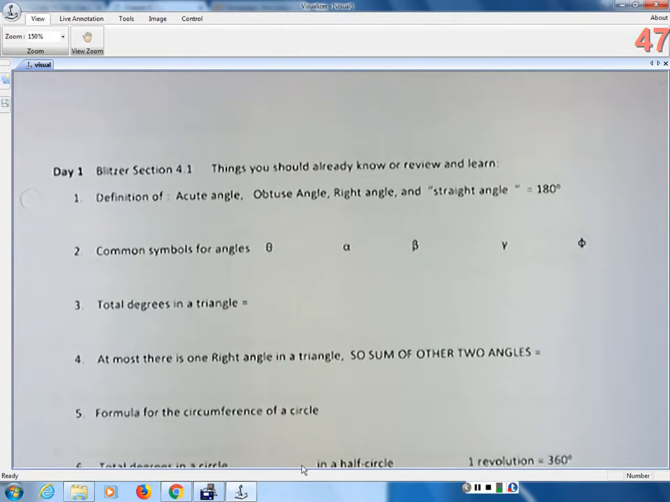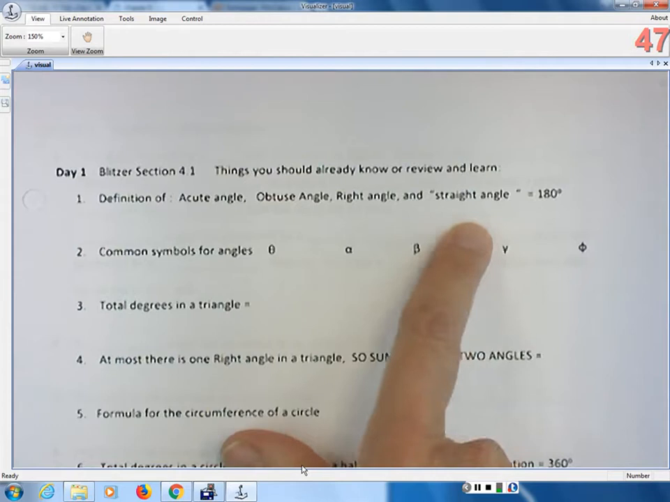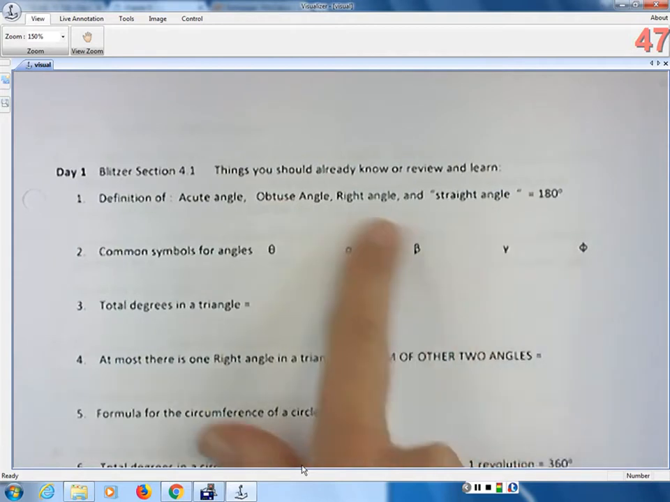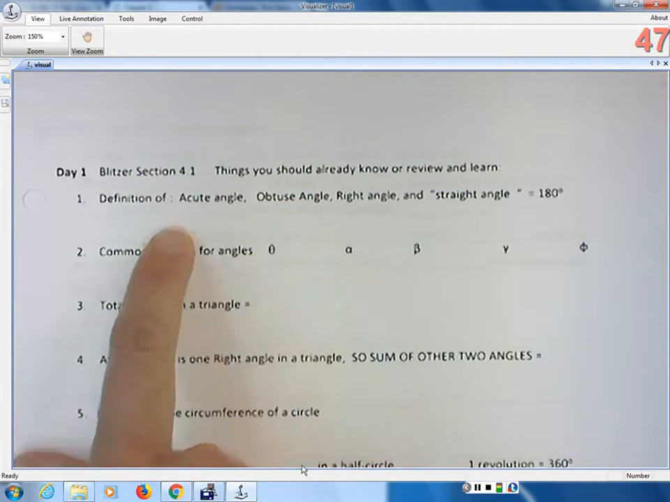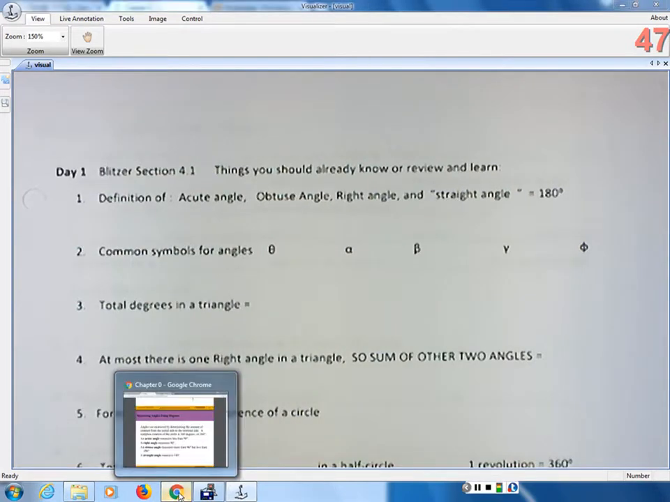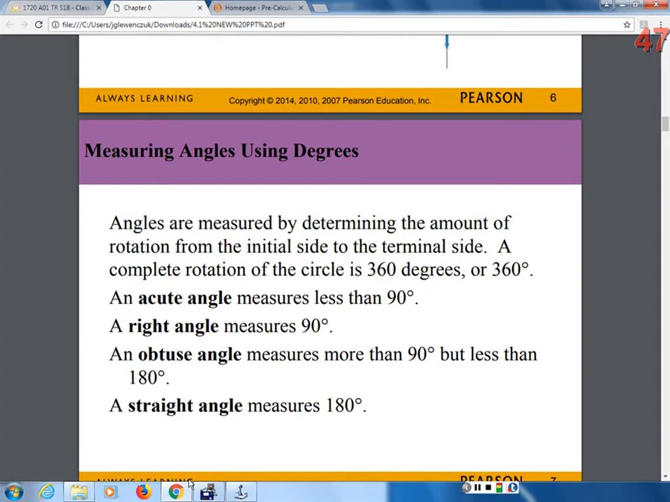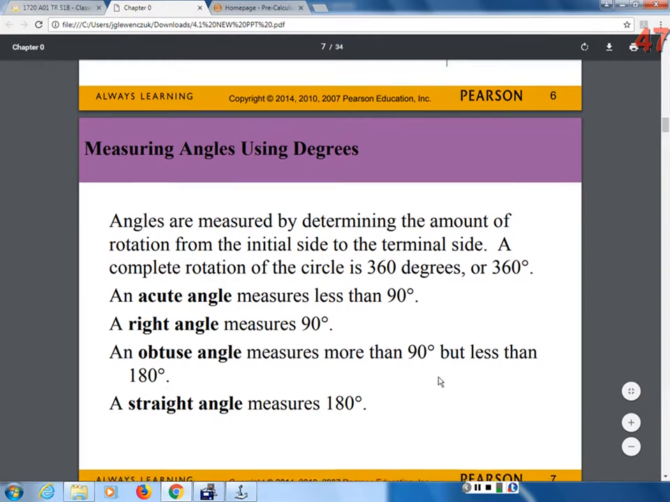it's okay, but this is acute, obtuse, right, and straight angle is 180. A right angle is 90 degrees. Obtuse is more than 90. Acute is less than 90. So here's the picture again. So yeah, that was day 1 material. Obtuse is more than 90 but less than 180. Okay?